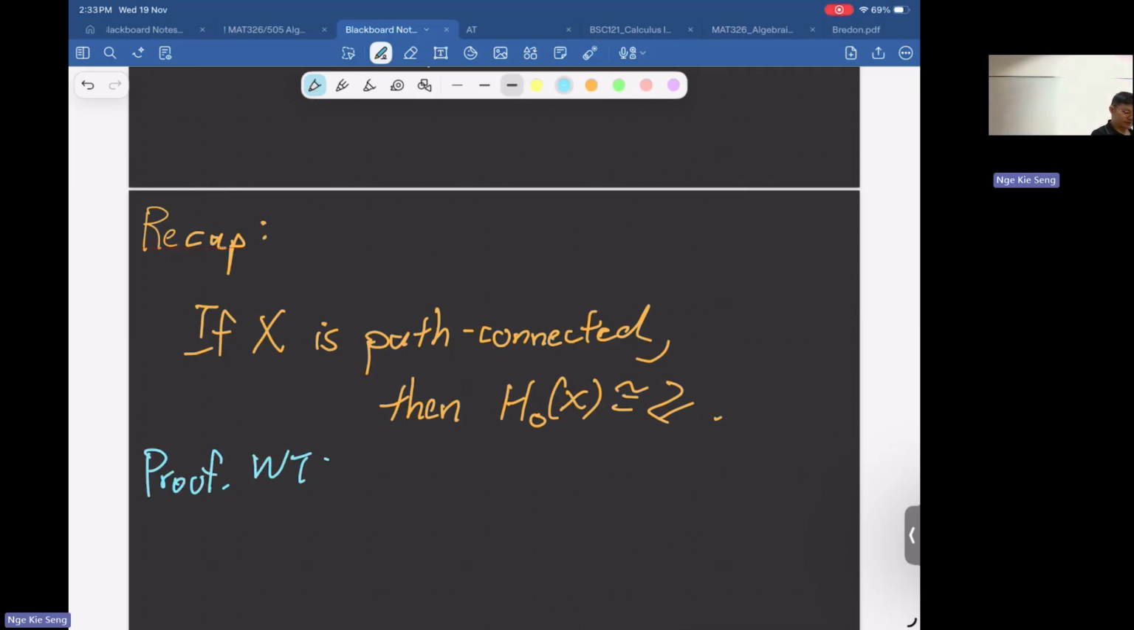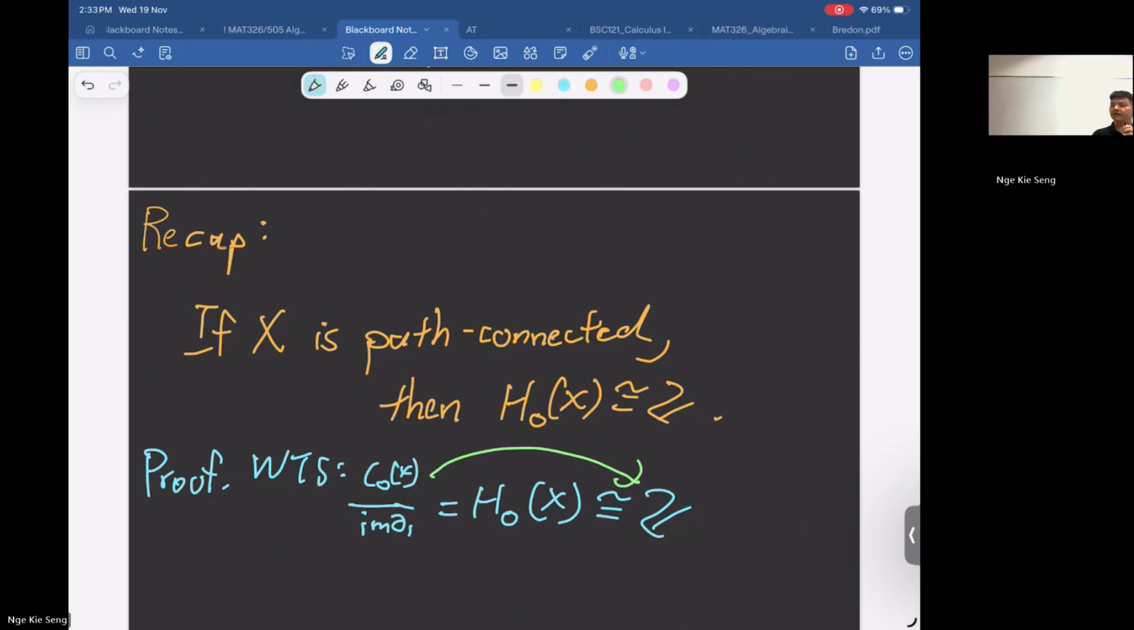So we want to show that H naught, which is equal to C0x over Im of delta 1, is isomorphic to Z. Okay, so if it is from group theory, then you would have to make a map from the quotient space to Z. And this is what we think about as a negative simplex, a -1 simplex, because it's a map from 0 out.